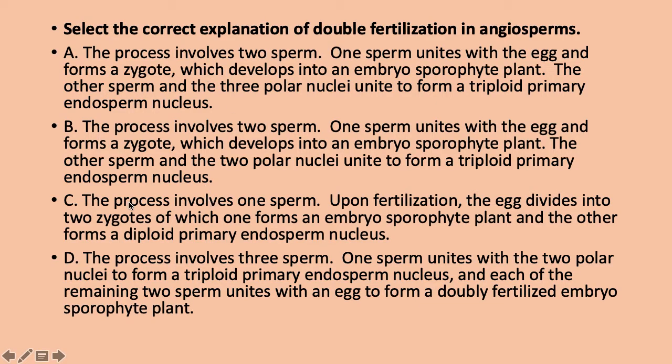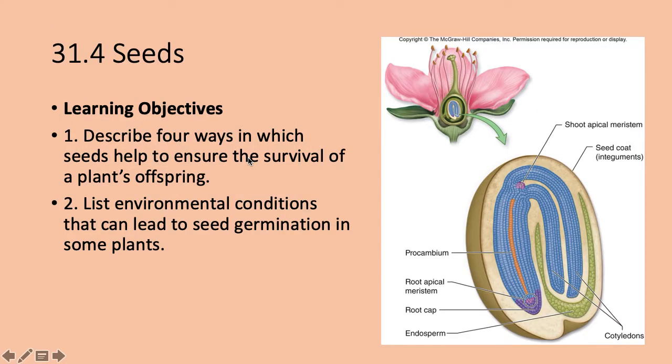You could have eliminated C and D because they have 1 sperm and 3 sperm, and then what's the difference here? Forms a zygote. The other. Oh yeah, 3 versus 2. Yep. All right, moving on to seeds.